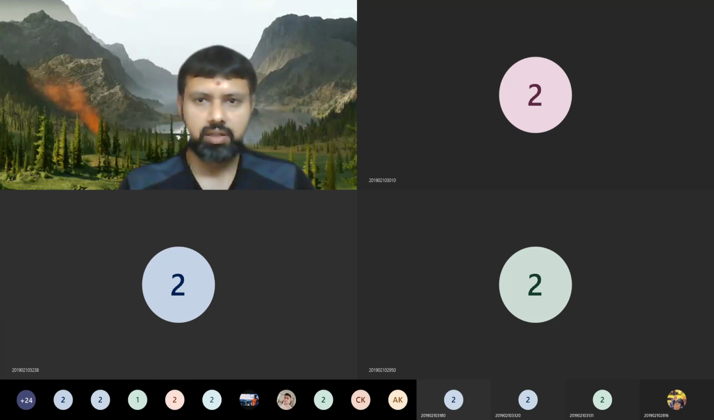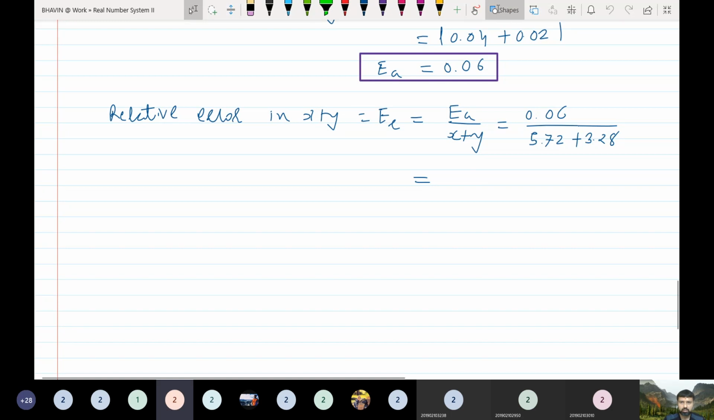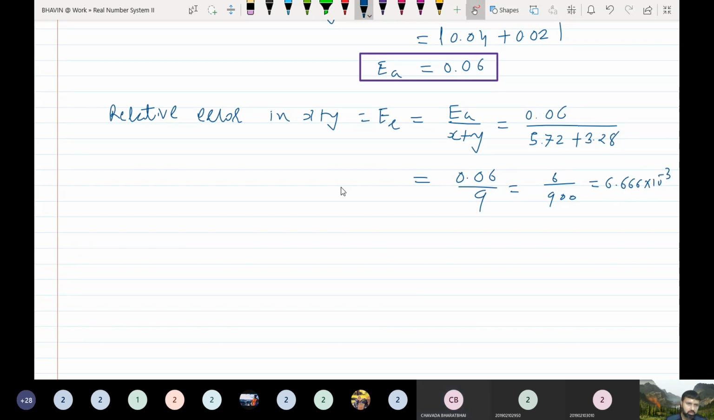So this is nothing but 0.06 upon 9. So please give me the answer. So this is nothing but 6 upon 900. So what is the answer? 6.666 into 10 raised to minus 3. Yes, very good. So this is relative error.